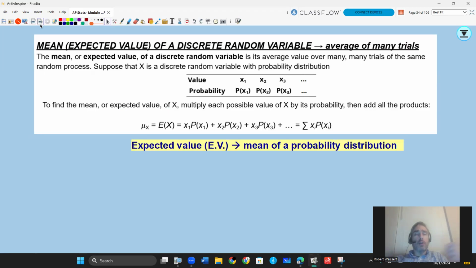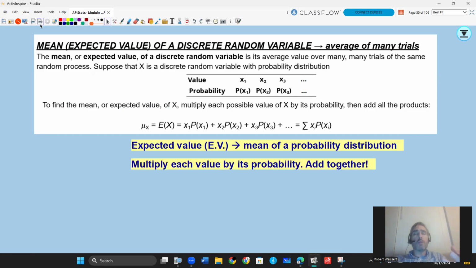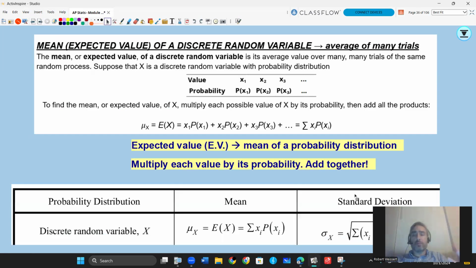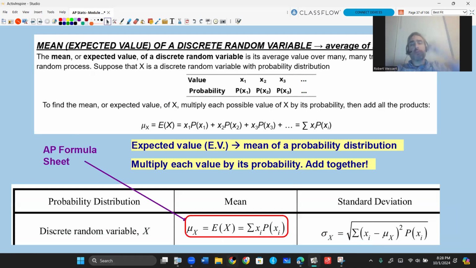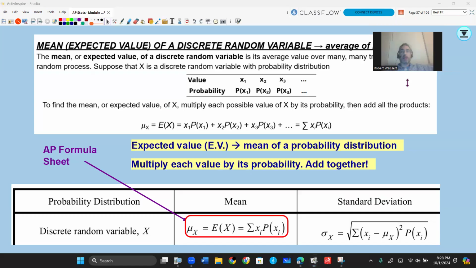On your formula sheet, it's going to look like this. On your AP Stats formula sheet, you're going to see this little uppercase summation with this little xi and p of xi. And all it really means is we're going to take all of our individual values in our distribution and simply multiply them by the probabilities. Keep doing those and add them all together. And whatever that ends up being, that's going to be your expected value or mean in this case.